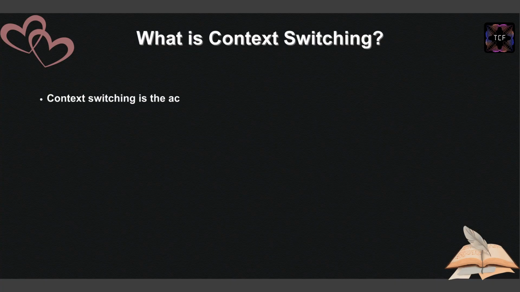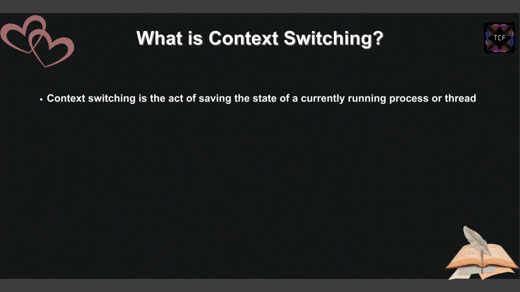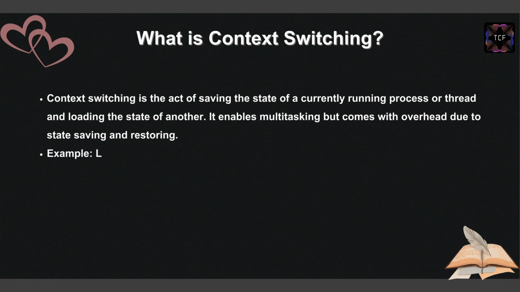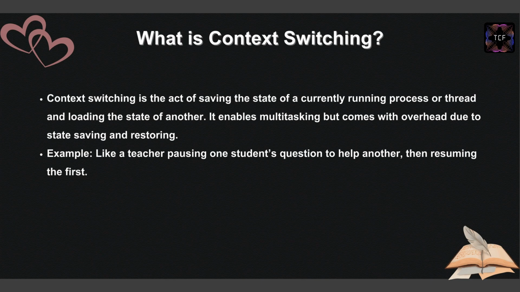What is context switching? Context switching is the act of saving the state of a currently running process or thread and loading the state of another. It enables multitasking but comes with overhead due to state saving and restoring. Example: like a teacher pausing one student's question to help another, then resuming the first.